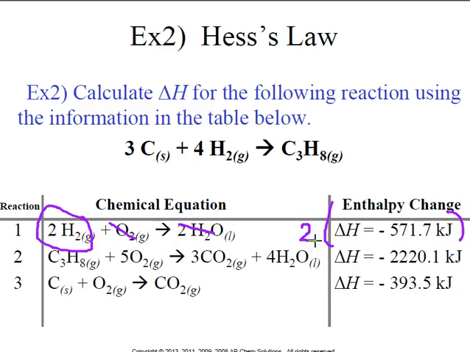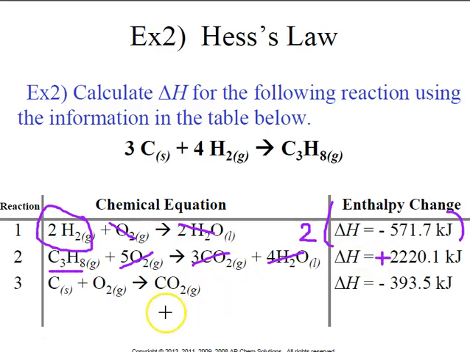Right? In reaction 2, what is in reaction 2 that's in my goal? There's no water in my goal. There's no carbon dioxide. There's no oxygen. So I need to focus on this C3H8 molecule. Is it on the correct side? No, it's not. So I know I have to flip this. So this is going to turn out to be a positive 2,220. Does it have the correct coefficient? It does. So I'm not multiplying.